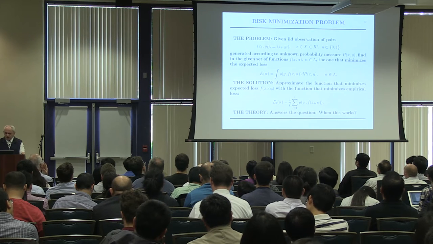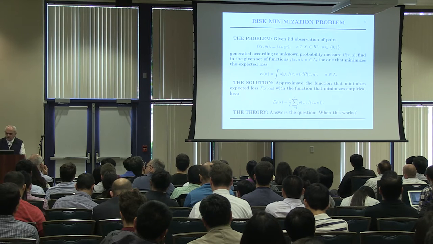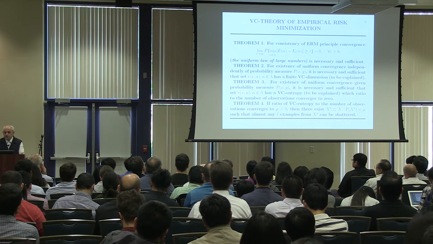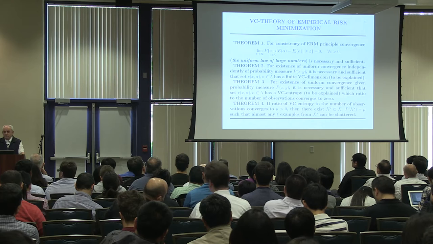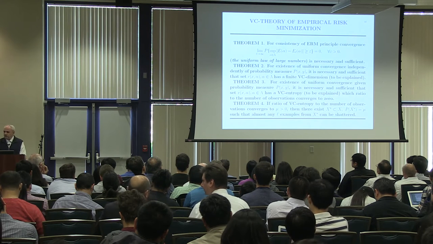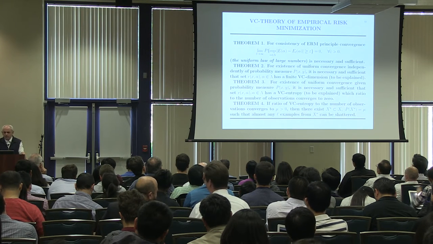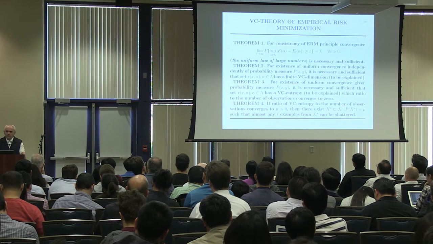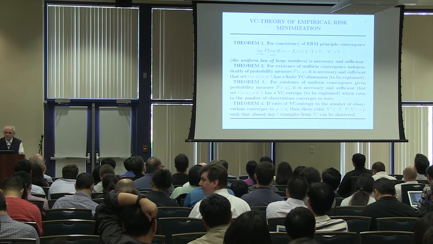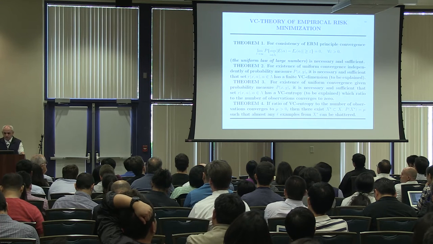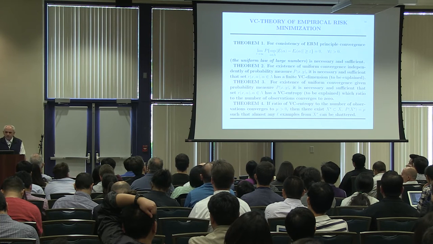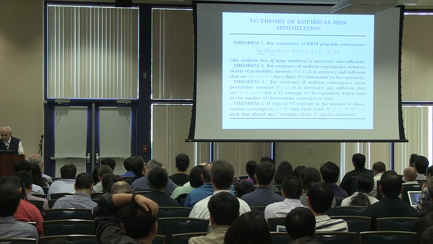We would like to minimize the expected loss, but in fact we can operate only with the empirical loss, and the question is when this works. Here are a couple of theorems from VC theory. In terms of VC dimension and VC entropy, we have a necessary and sufficient condition. We cannot beat it. If you know the probability measure, the condition is that entropy over the number of observations goes to zero. If you don't know the probability measure, then the VC dimension must be finite. The last theorem says that if entropy over the number of observations does not converge to zero, there is no algorithm at all, not only minimizing empirical loss, which can learn from the examples.